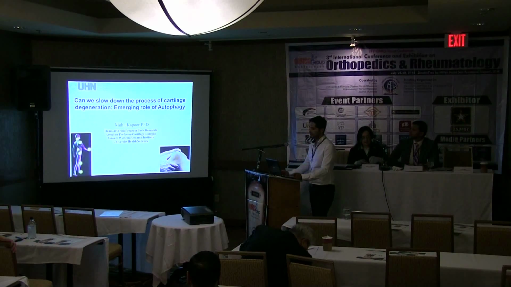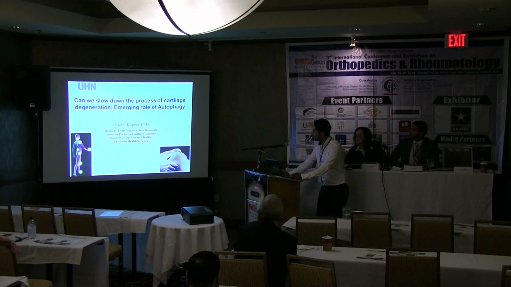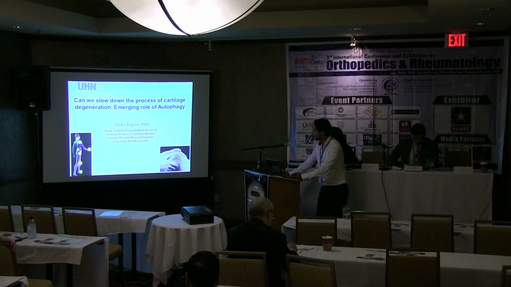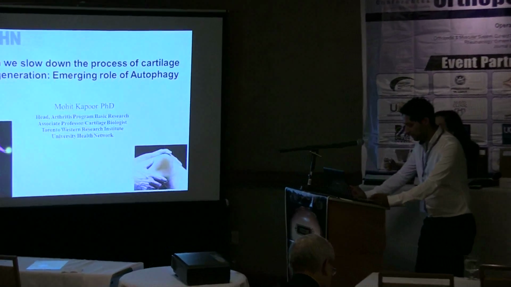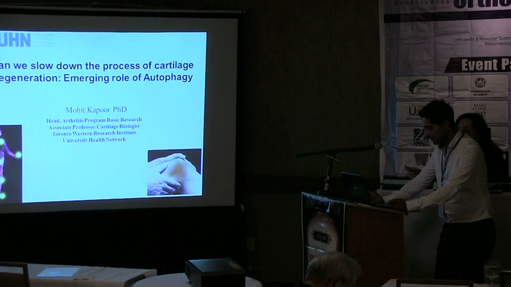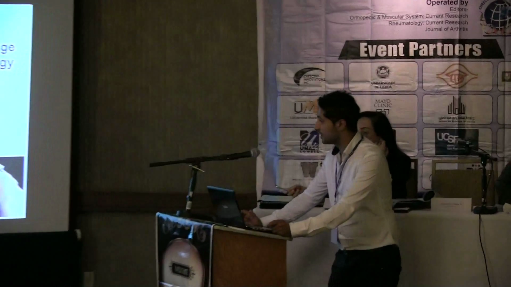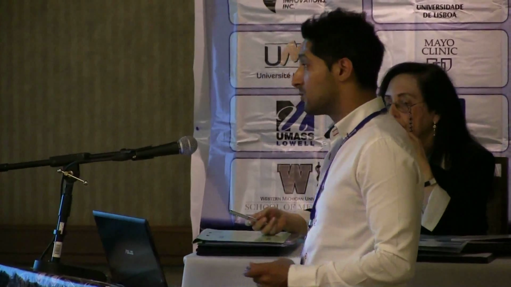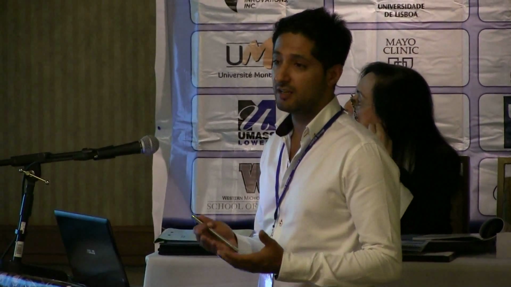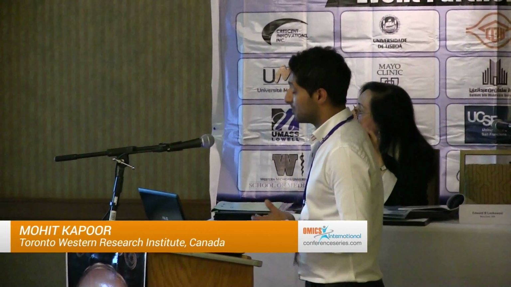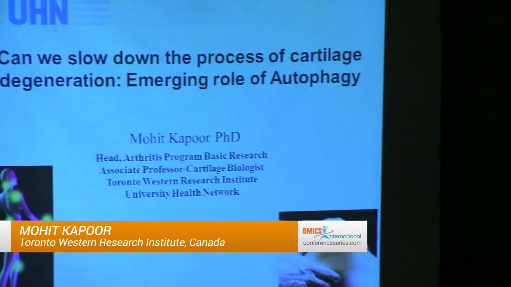Just wanted to touch base as we move around and try to find different ways to stop the process of cartilage degeneration. I want to focus today's talk on this emerging field, which has been very well defined in cancer biology, but not in osteoarthritis. We're beginning to understand that this process of autophagy could be very critical in terms of maintaining articular cartilage homeostasis, and how cell death mechanisms as well as cell survival mechanisms go hand in hand to determine the fate of the articular cartilage.